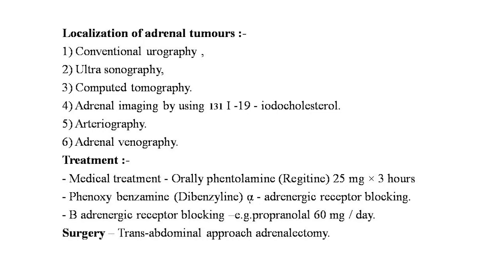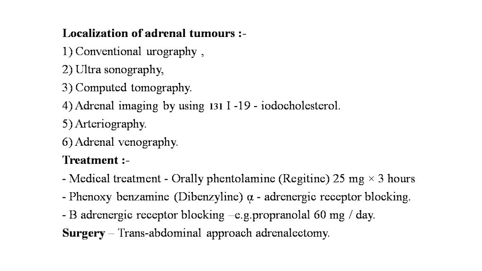Conventional urography may show the downward displacement of the kidney. It is a large adrenal mass. Second is ultrasonography. This technique is rarely able to identify an adrenal neoplasm smaller than 2 to 3 cm. Then computed tomography, that is a CT scan. The greatest advantage of this technique is its ability to detect lesions less than 2 cm in size.